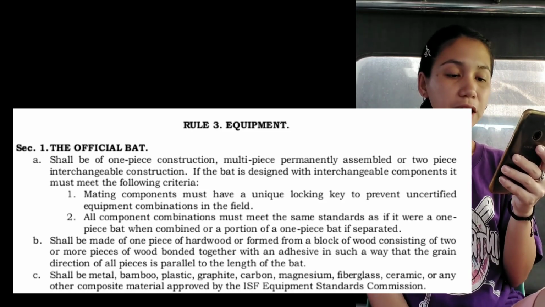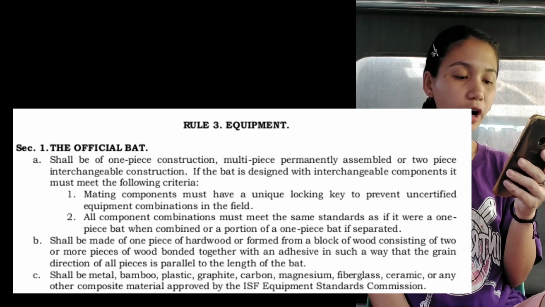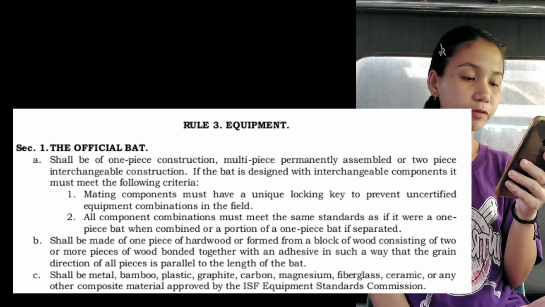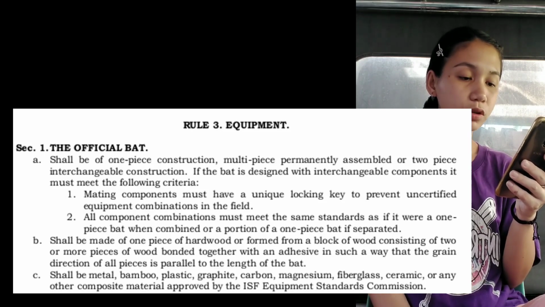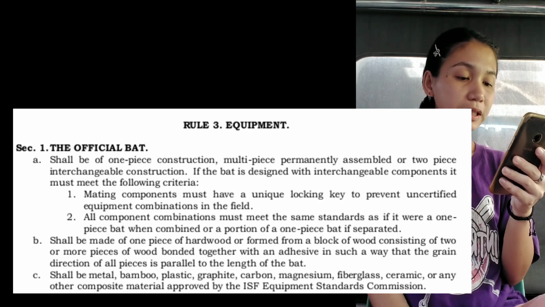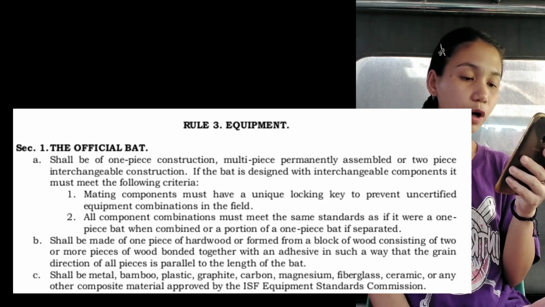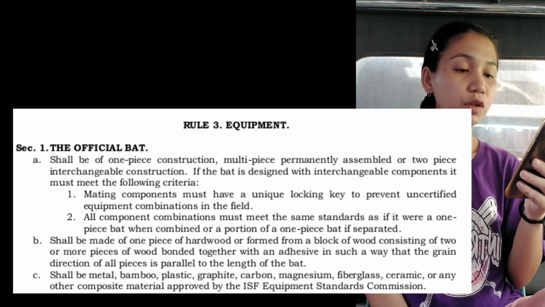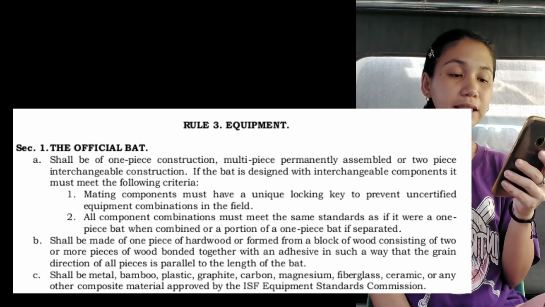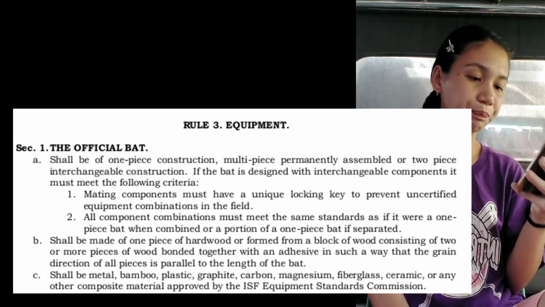The bat shall be made of one piece of hardwood or formed from a block of wood consisting of 2 or more pieces of wood bonded together with an adhesive in such a way that the grain direction of all pieces is parallel to the length of the bat. So that is section 1, the official bat.